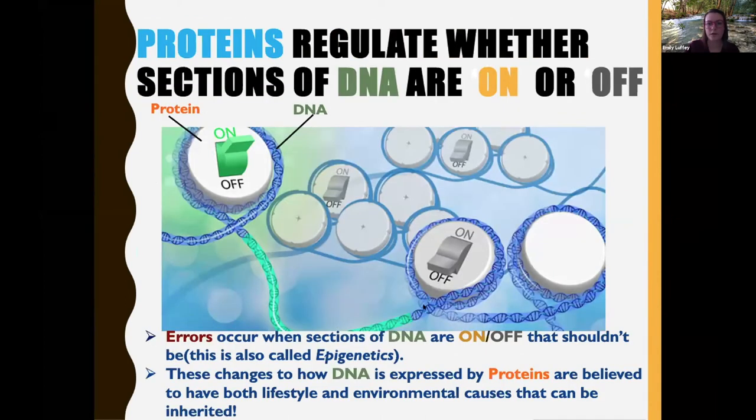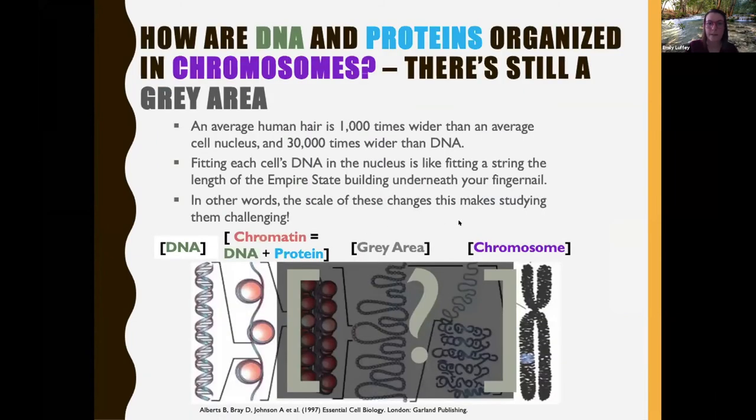So these proteins regulate whether sections of DNA are on or off, and that's a specific kind of genetics called epigenetics. These changes to DNA are expressed by proteins, and they are believed to have both lifestyle and environmental causes that can also be passed on from generation to generation and inherited along with DNA sequences. So then our question comes down to another question, which is, how are DNA and proteins organized in chromosomes?